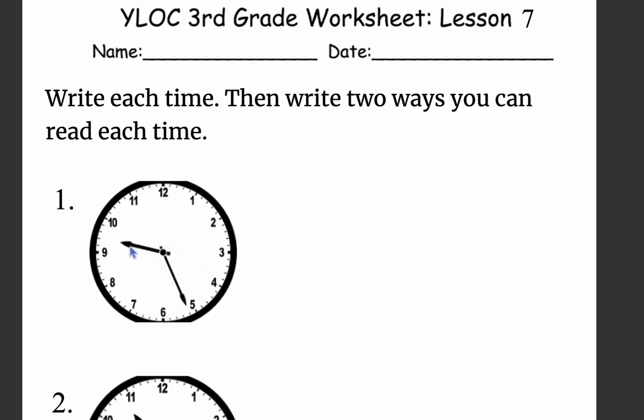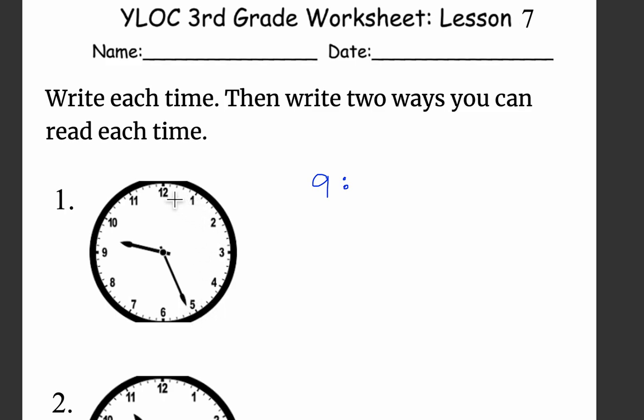So the hour hand is pointing between 9 and 10. That means our hour is 9. And put a colon, which looks like this, 2 dots on top of each other. And then we look at the minute hand. So it's pointing at 1 tick past 5.